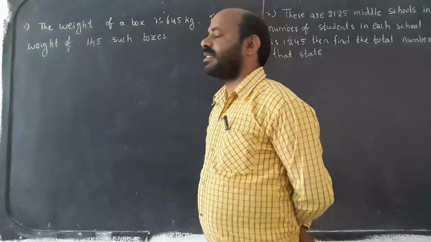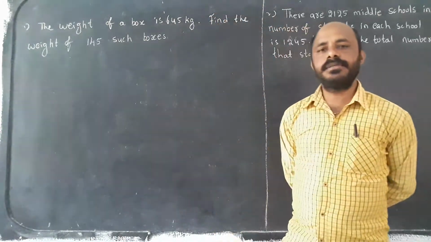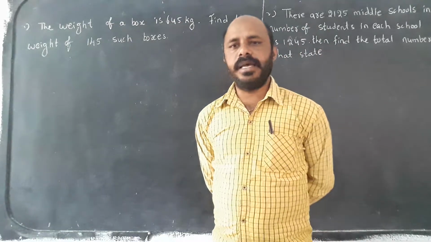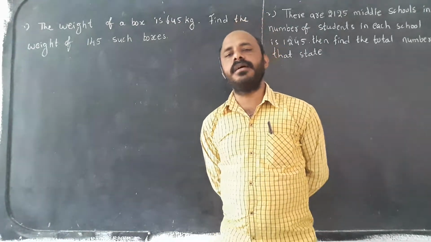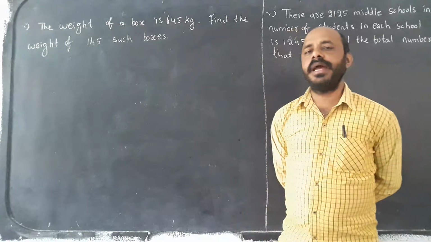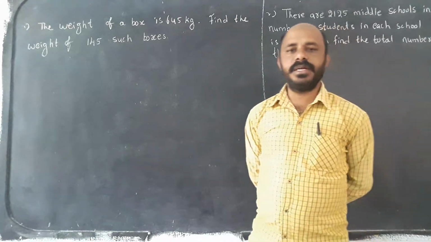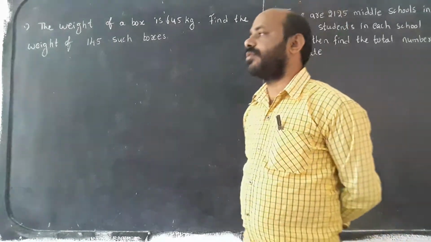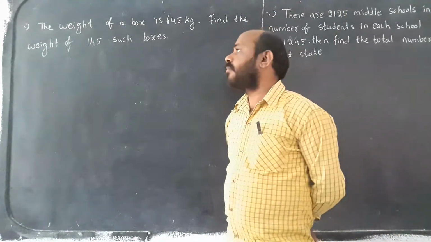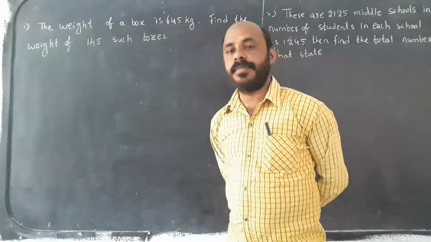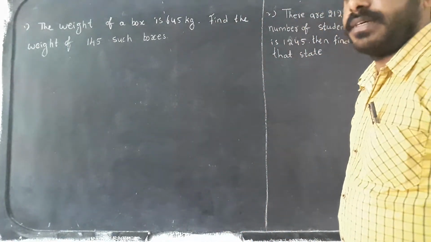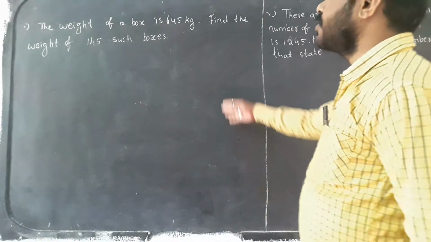Now today we are discussing word problems about multiplication. Before, I explained word problems about addition and subtraction, and addition and subtraction together also. Today we discuss word problems about multiplication. First, you have to read the question carefully. I wrote the question on the board.